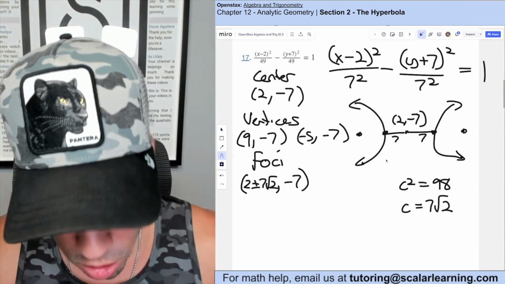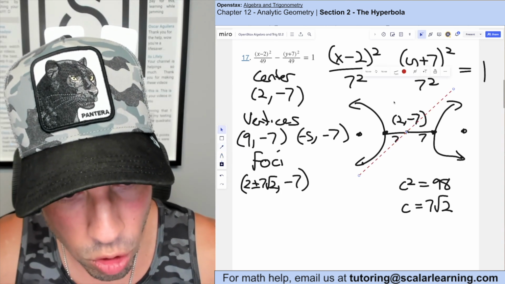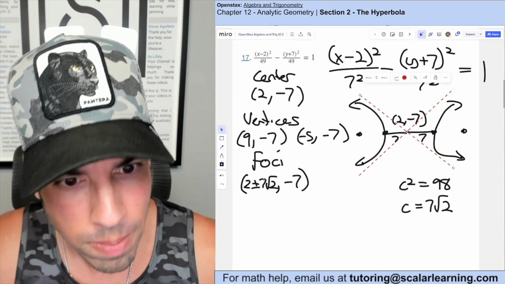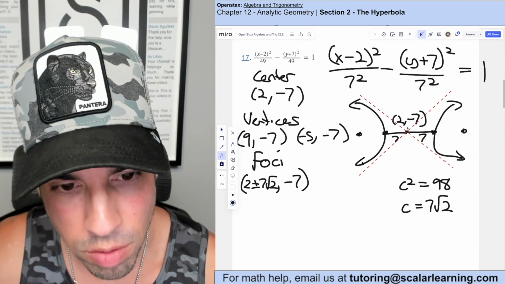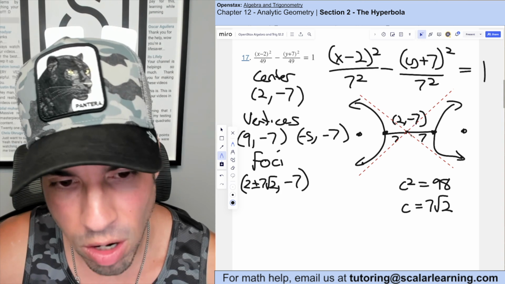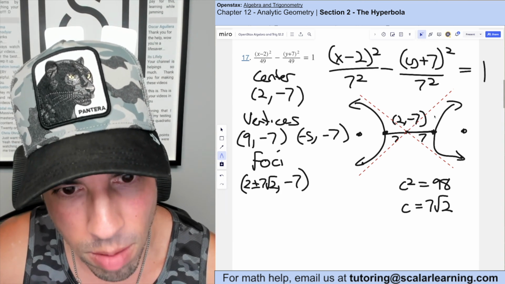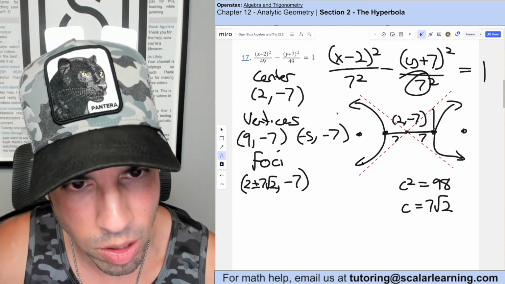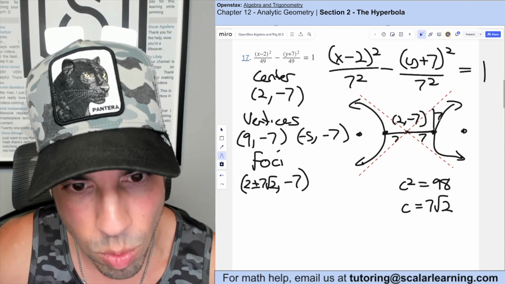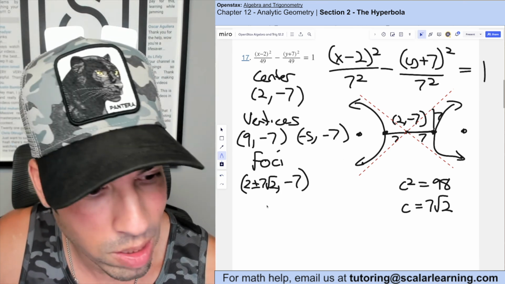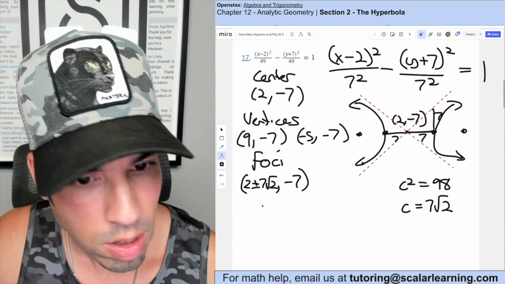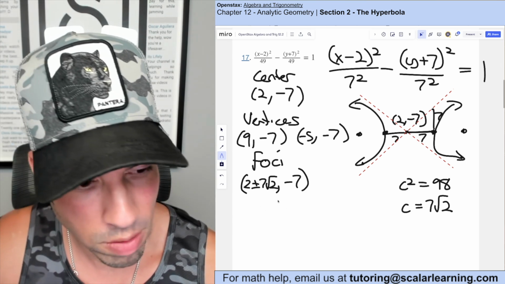Last but not least, we need the equation of those asymptotes, which go like this and like this. And since we've got that nice point there of (2, negative 7), all we need to do is calculate the slope. I already see it goes across 7. How much does it go up? It goes up this value underneath the y. It goes up 7 as well. So that's a slope of 1. That's pretty nice. So for my asymptotes, my slope is 7 over 7, or 1, as I said.